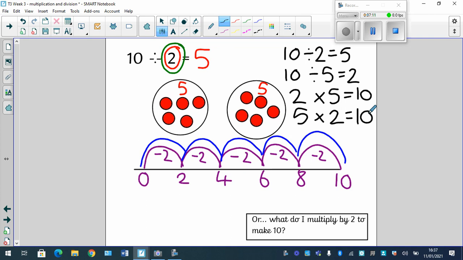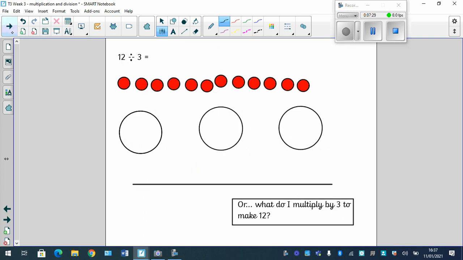So whichever method you use to solve these questions is absolutely fine, but there are lots of different ways that we can get to the same answer. So have a look at the next question on the next slide and see if you can solve it. You can use sharing circles, you can jump backwards in a certain amount, or you can think of your multiplication skills to help you. So pause the video here, have a go at this question, see how you get on.